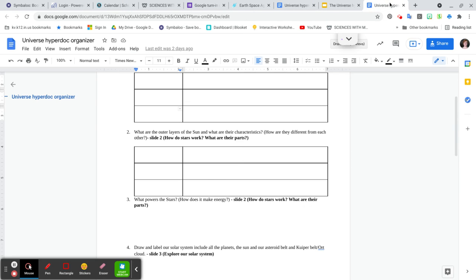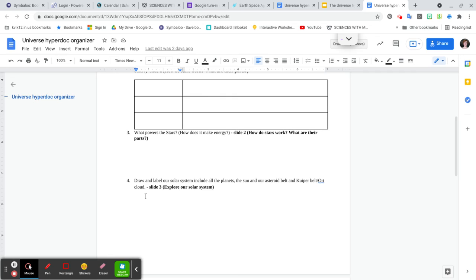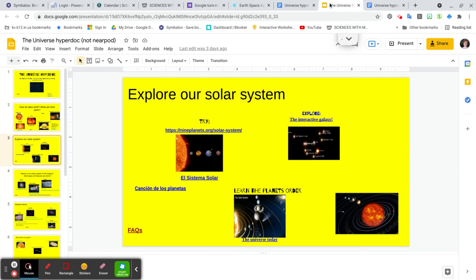Next one, this one. Okay, so three is still talking about how the sun makes energy. So be specific. What is making the sun's energy? Any star's energy. Okay, this one's the fourth one. It says slide 3, exploring our solar system. So look at these. It might take more than one. You may have to go to more than one to find things like the Oort belt.